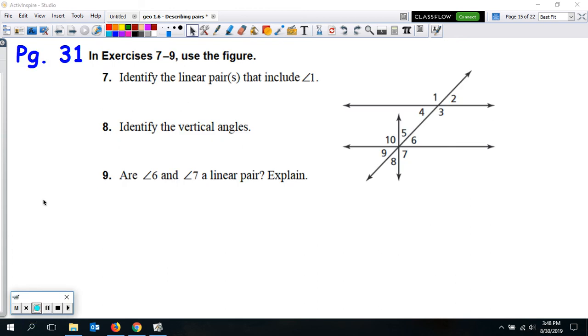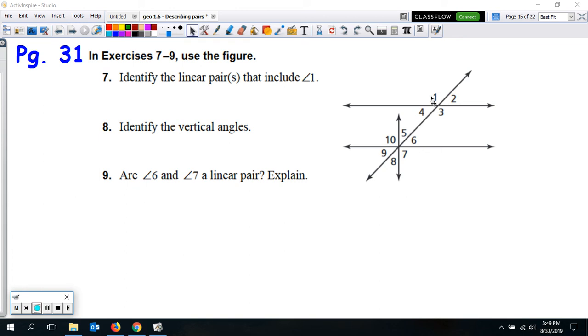All right, so back to our extra practice. This is on page 31, number 7, and we're using this figure here. Number 7 says identify the linear pairs that include angle 1. So angle 1 is here. What are the linear pairs that would include that?